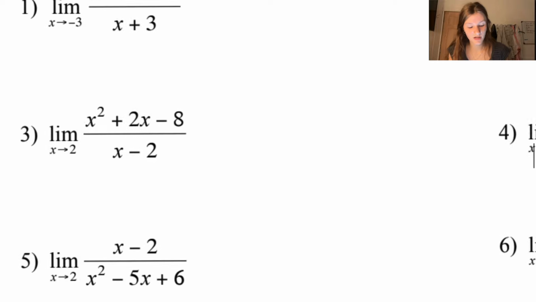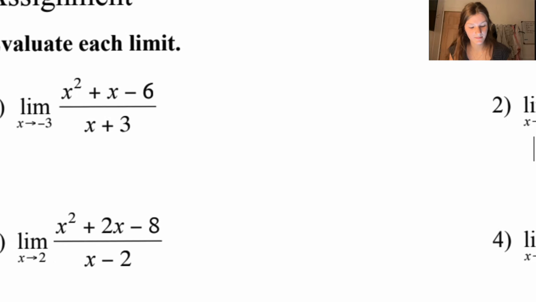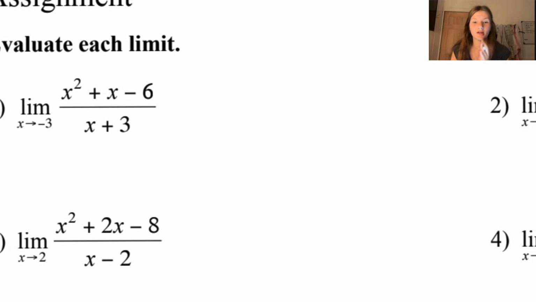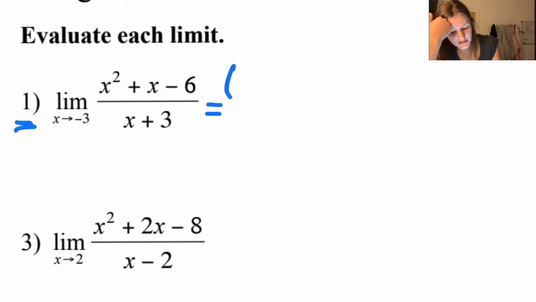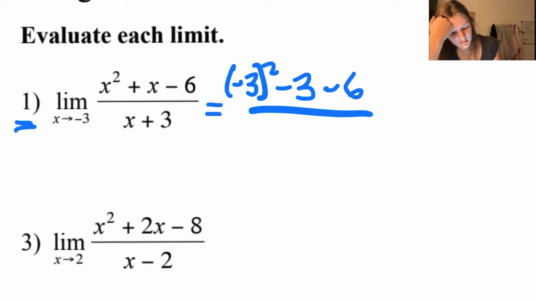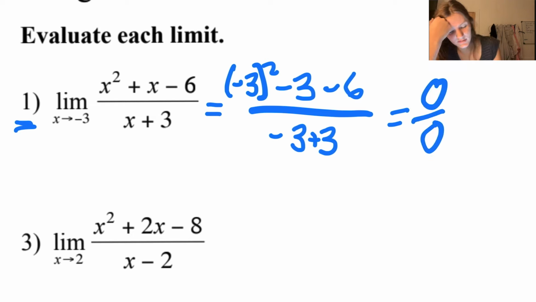So here we go into the hard part, guys. What happens when you can't solve it the first try? This is tricky. When you see this type of problem, your first instinct is to plug in, right? So minus 3, minus 6 over negative 3 plus 3. Negative 3 squared is 9, minus 9 is 0. We get 0 over 0.